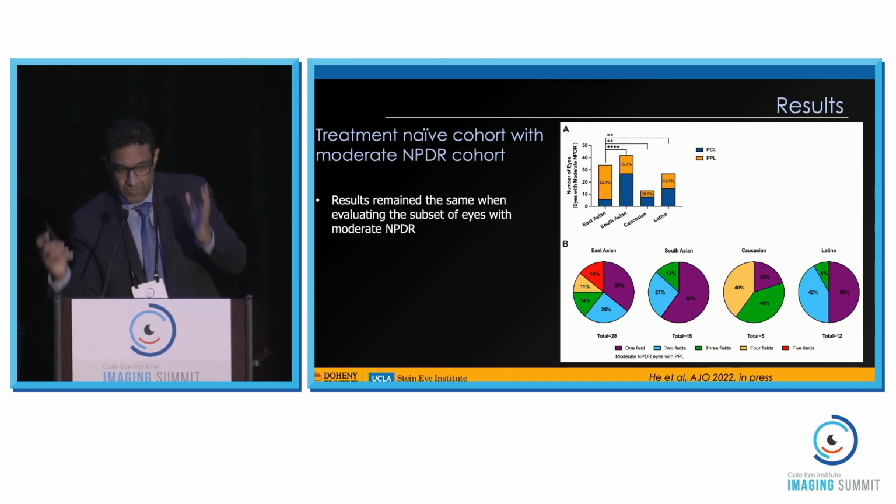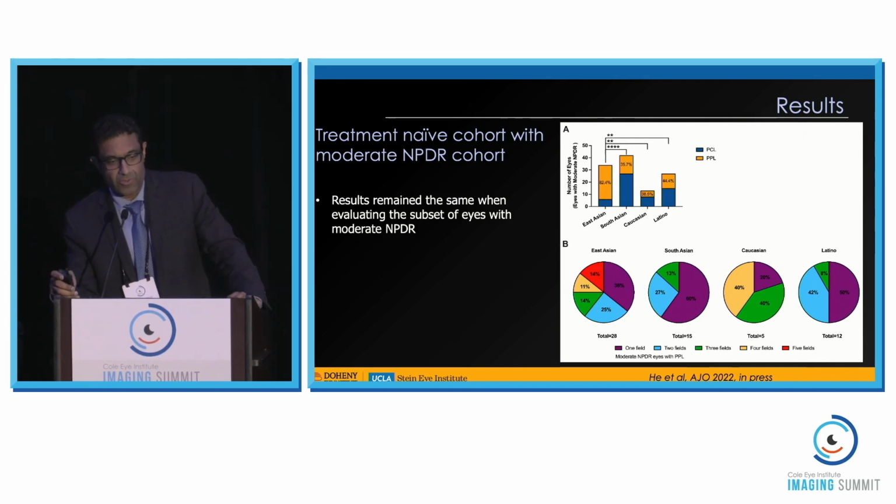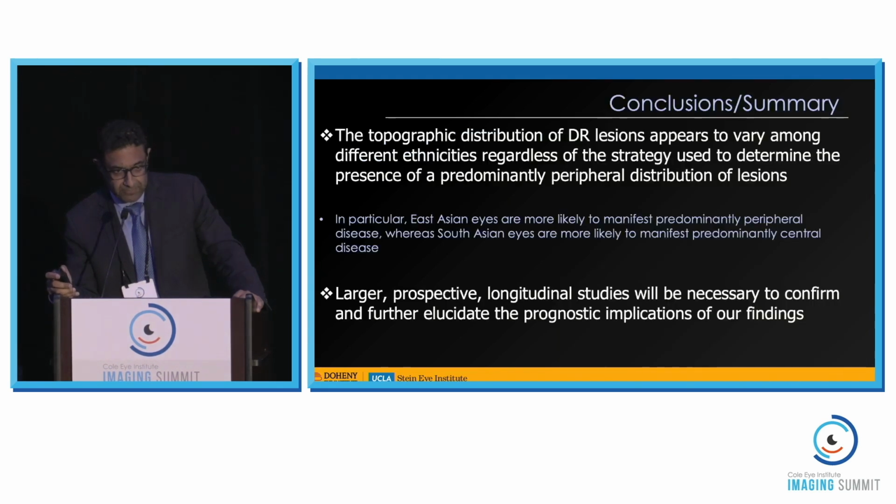And again, we could look at it specifically in patients who were treatment naive and had moderate NPDR, and the same relationship held. So to summarize, the topographic distribution of diabetic retinopathy lesions appears to vary among different ethnicities, and that's regardless of the strategy used to determine the presence of predominantly peripheral lesion. I have my own ideas on how that should be done. But in any event, East Asian eyes in particular were more likely to manifest predominantly peripheral disease, whereas South Asian eyes were more likely to manifest predominantly central disease.